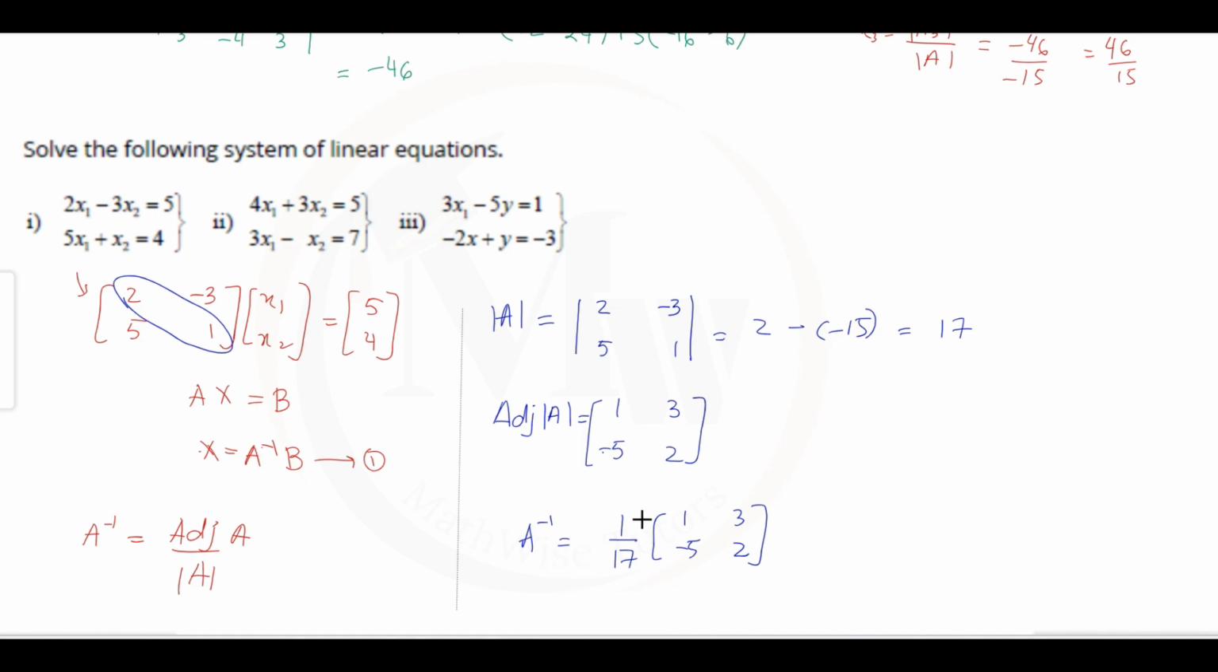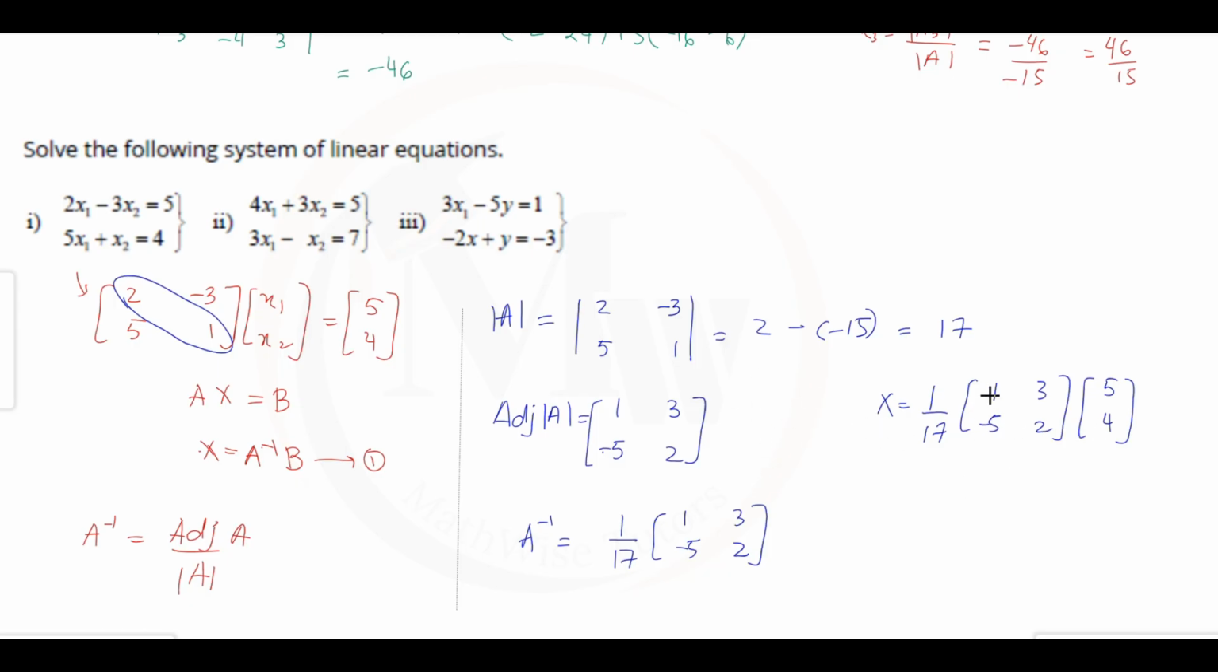So putting this A inverse value in equation 1, X is A inverse B. So A inverse is 1 over 17 times the matrix [1, -5; 3, 2], and the B matrix is 5 and 4. Now it's time to multiply them to find the X matrix.